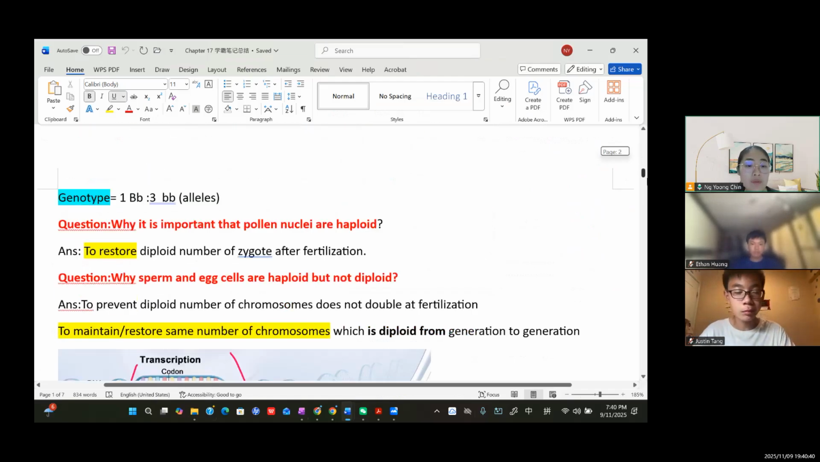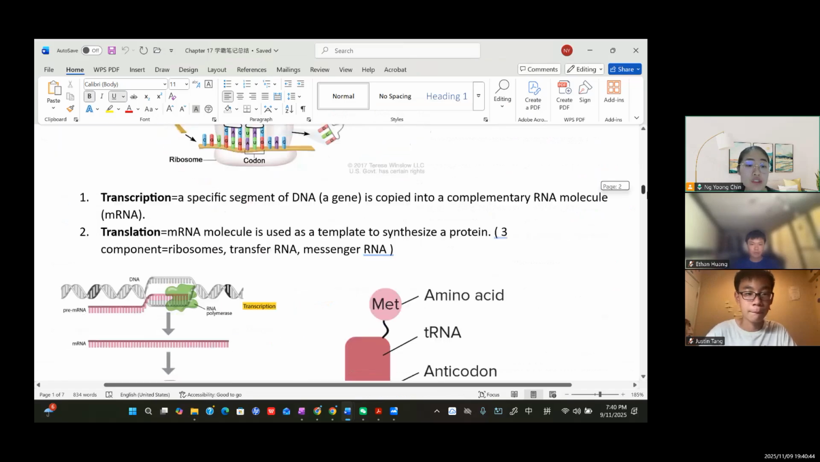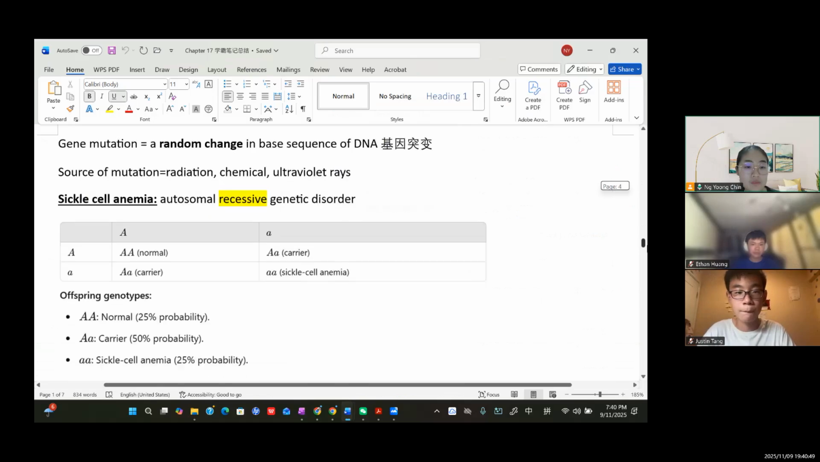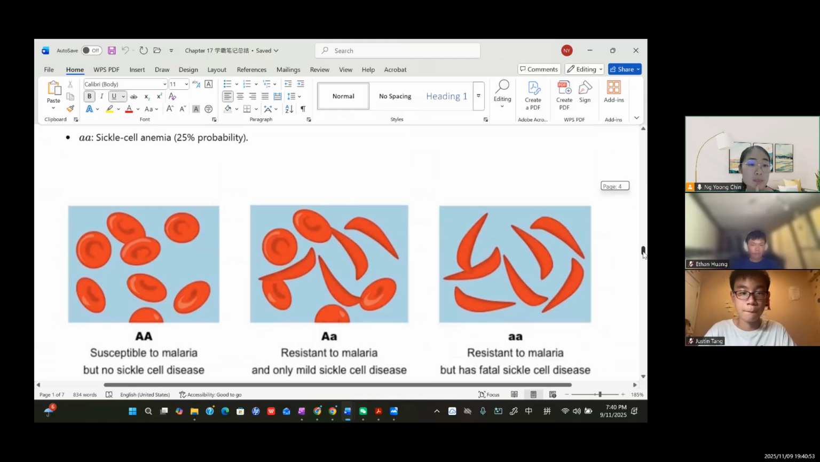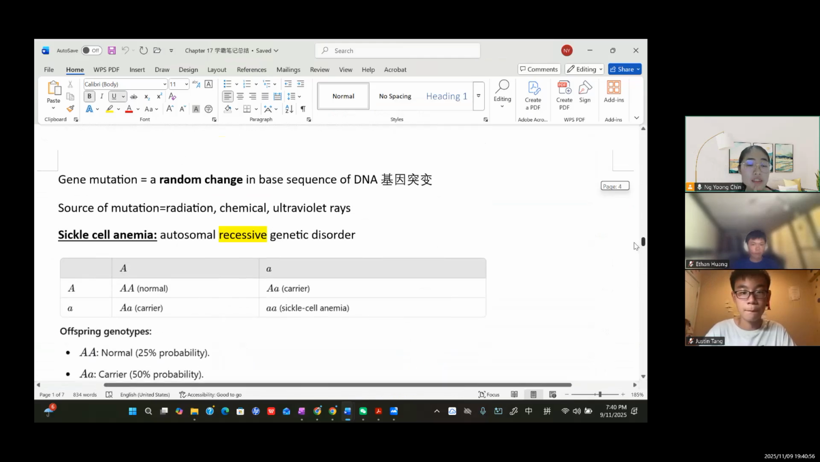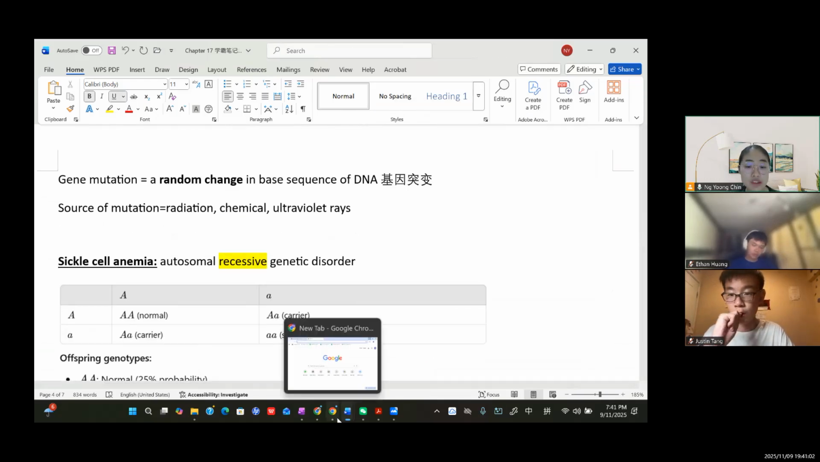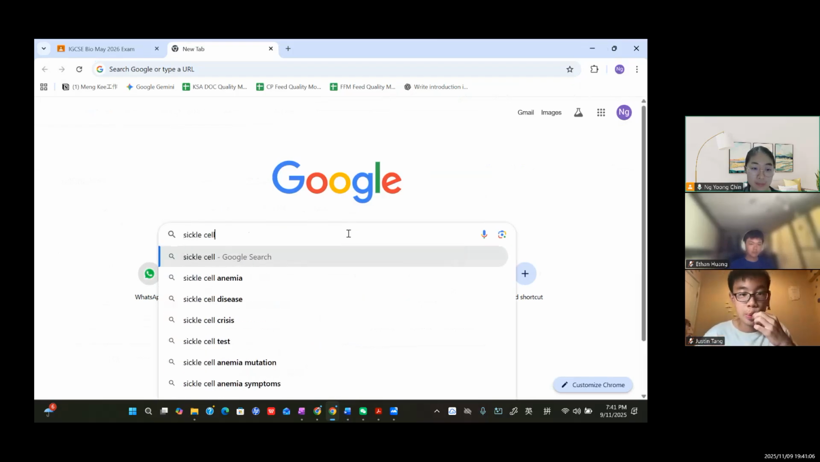Sickle cell anemia, you know? Sickle cell anemia is a type of gene mutation. Let me show you. Where is the sickle cell anemia? So you can see, right, this is sickle cell anemia. How it is produced is due to only one base undergoing mutation. So sickle cell anemia is the gene mutation.